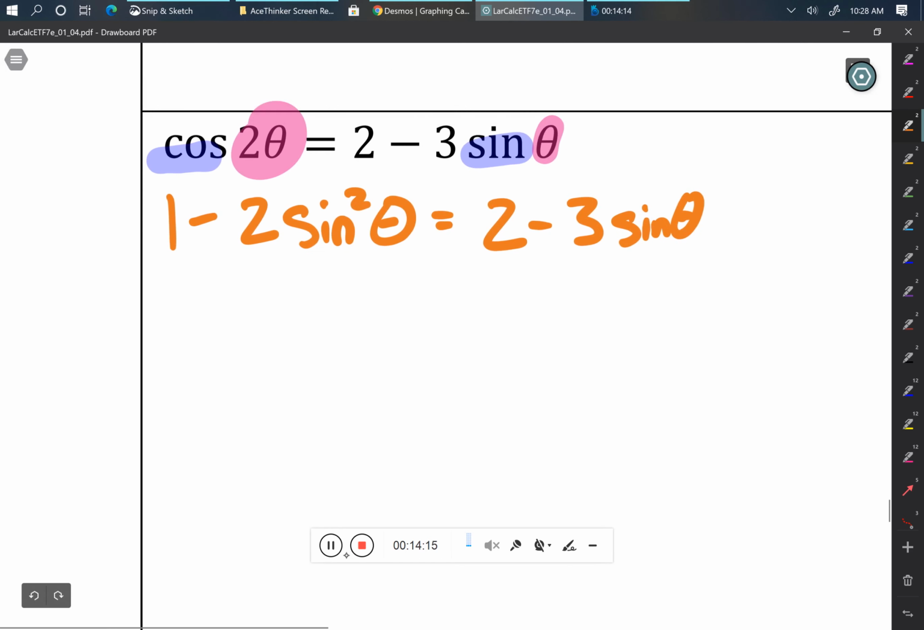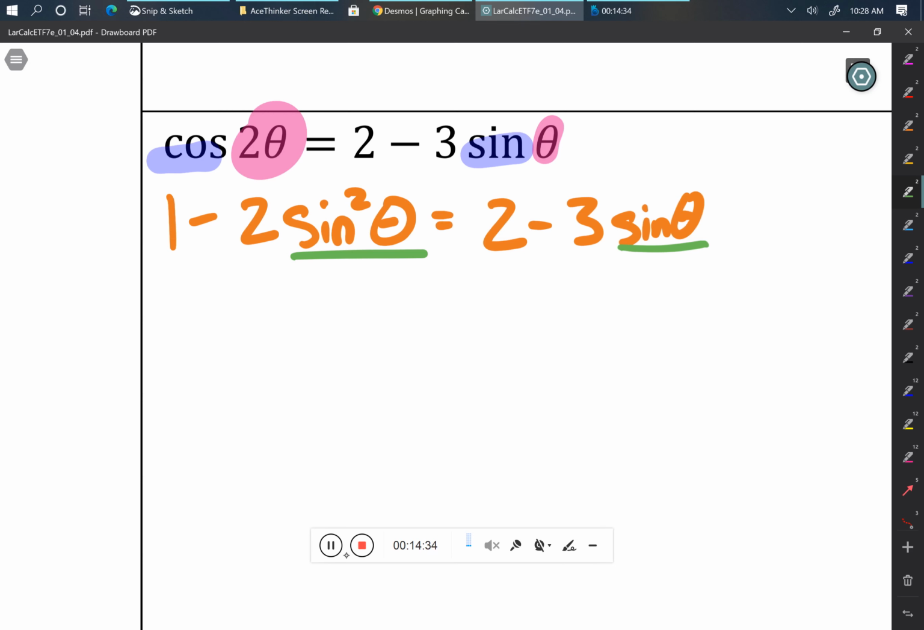And now I have something that kind of looks like the last problem we did. I've got a trigonometric function here, a trigonometric function here. They're the same function, just one of them squared and one of them isn't. So I'm going to gather up everything and try to do it the same way I did the last one. I'm going to try to factor everything. All right, so what's that going to give me?